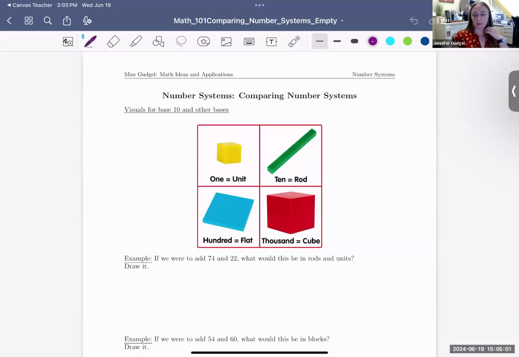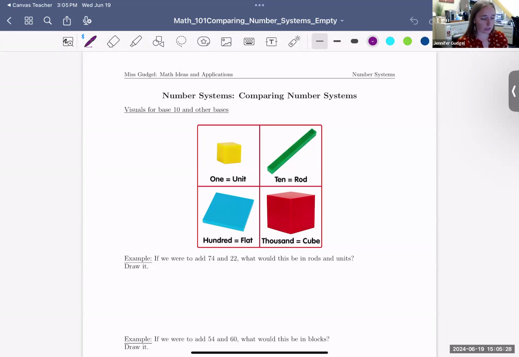So this is just a little bit of a visual on different bases, different number systems. We've now talked about base 20, the Mayan base, and base 60, the Babylonian base, and our base 10. The images you have here are sometimes called manipulatives, physical objects that you can set on your desk, look at comparing, and break apart to see.